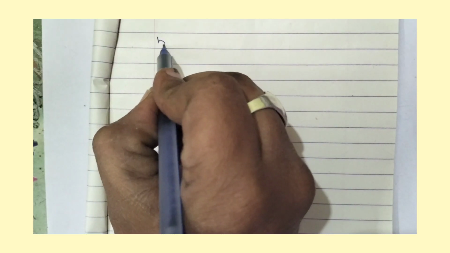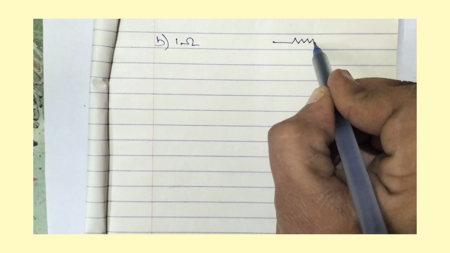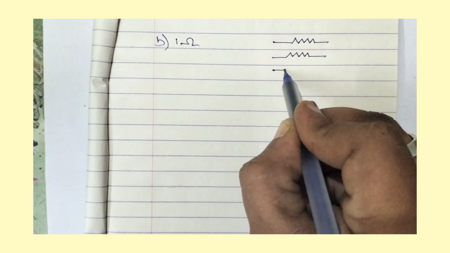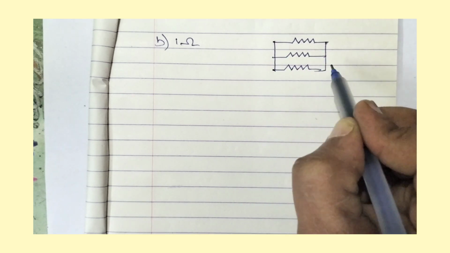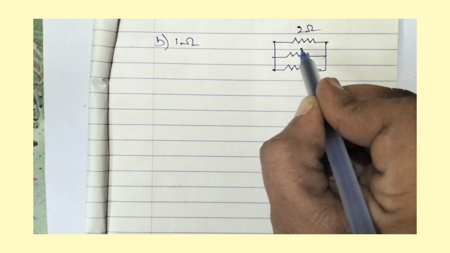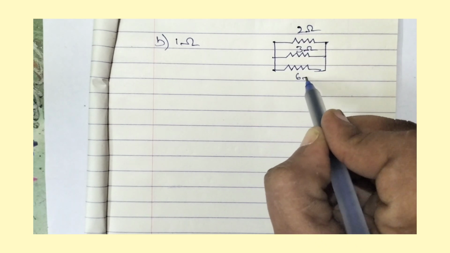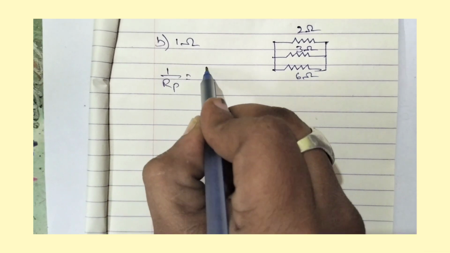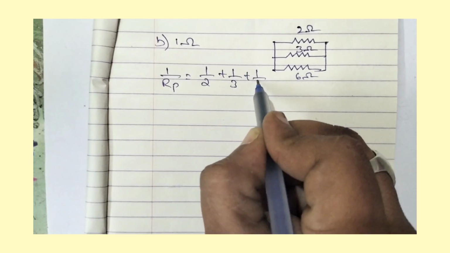So to get 1 ohm, we have to get 1 ohm. To get 1 ohm resistance, all the 3 resistors are connected in parallel. This is a 2 ohm resistor, this is a 3 ohm resistor, and this is a 6 ohm resistor. So 1/RP is equal to 1/2 plus 1/3 plus 1/6.